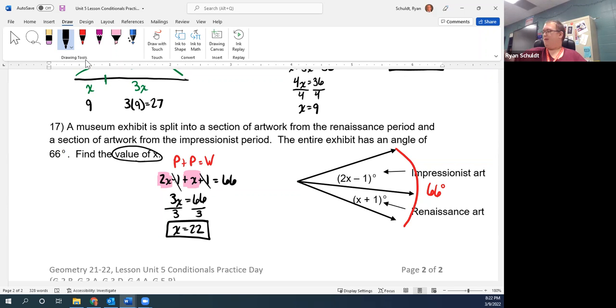Okay, so that is the lesson for the practice day. We looked at conditionals, a little bit of inductive reasoning, and then we reviewed some from chapter 1. So the assignment looks really similar because it is a practice day.